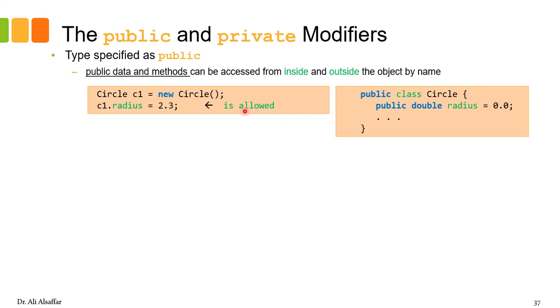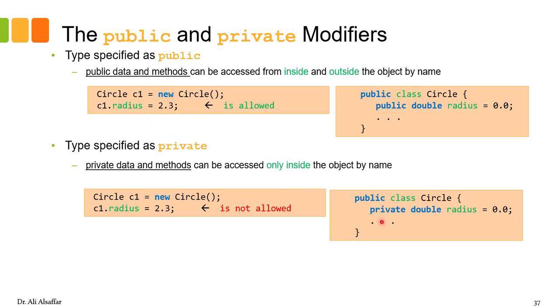So, for example, if you have a class Circle, and notice now radius as double is defined as public. So whenever you create an object outside this class, for example, in your main class, and now here you are creating an object C1, you can access the data radius directly by using dot. And here you are writing, because you are changing the radius, so it is allowed. Why? Because the data radius is public.